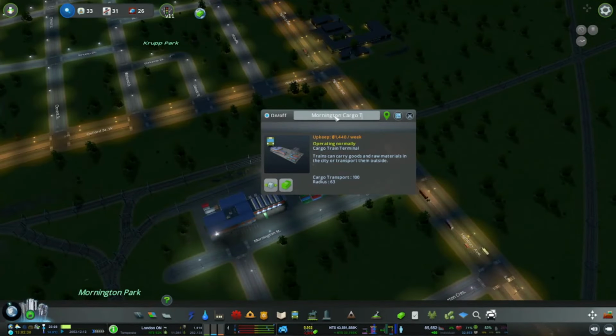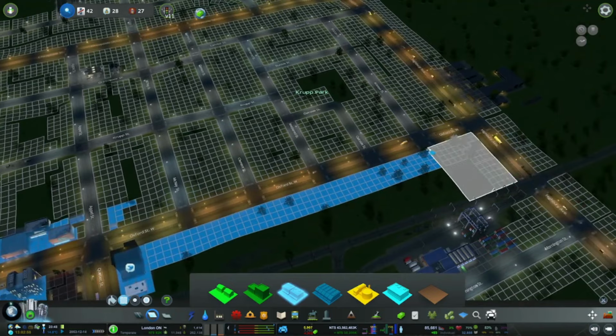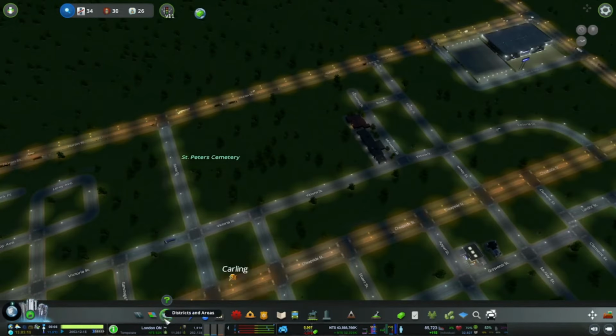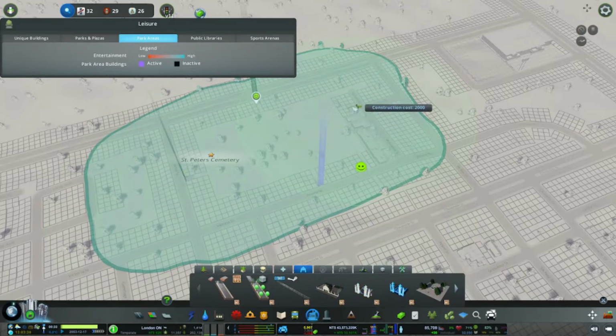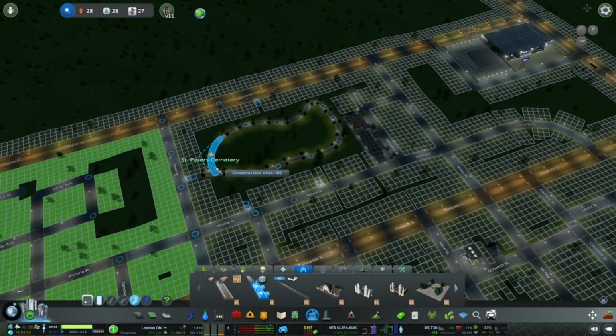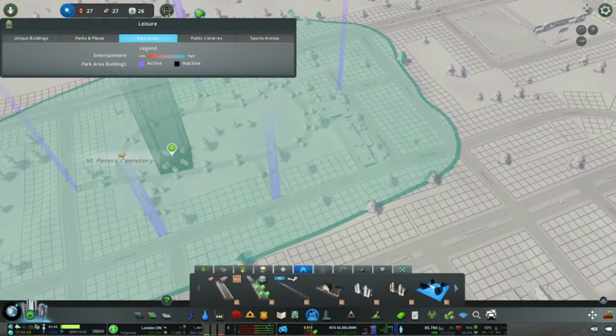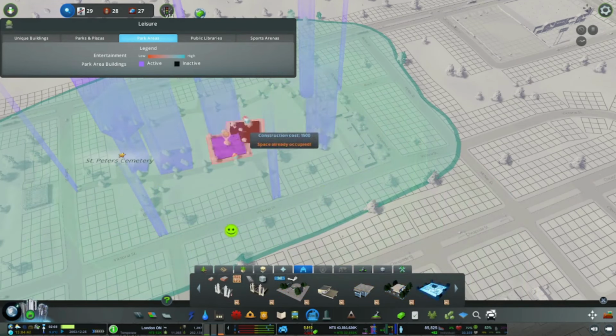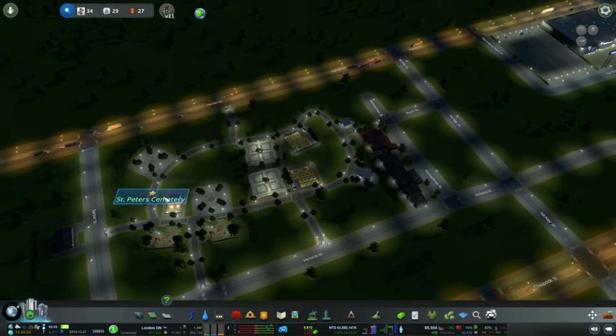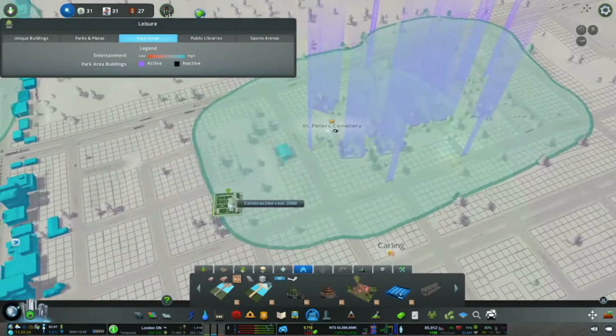The exact metrics as to how much noise pollution it takes before it starts to affect your residential buildings' land values is not something that I can tell you, because that is something that only the developers of the game would know, and I would imagine that that is proprietary. But we do know that the more noise pollution that residential buildings have, the more of a negative impact this will have on their land value.